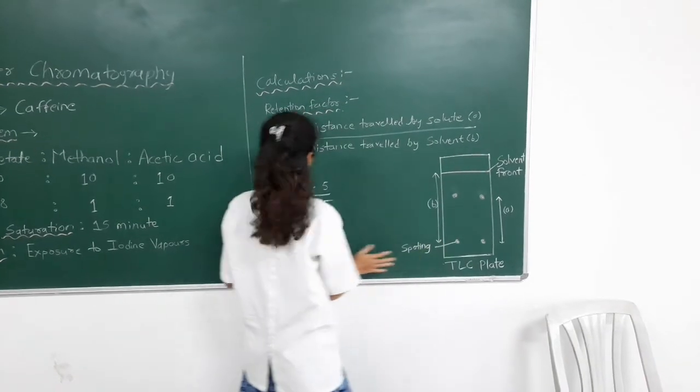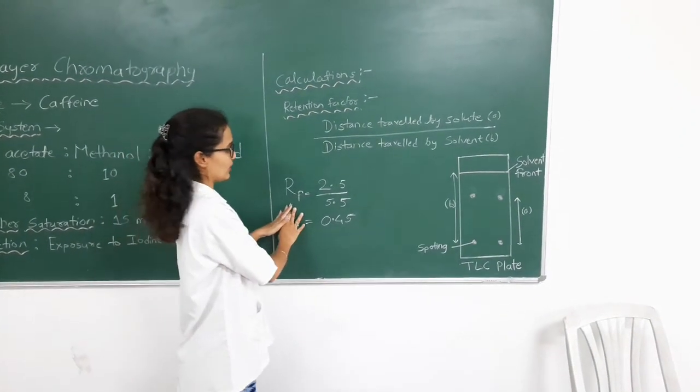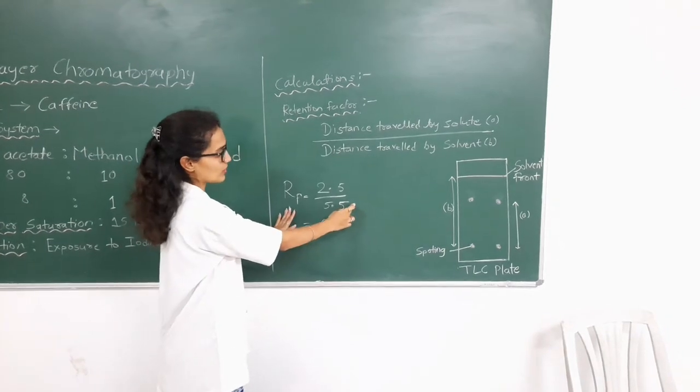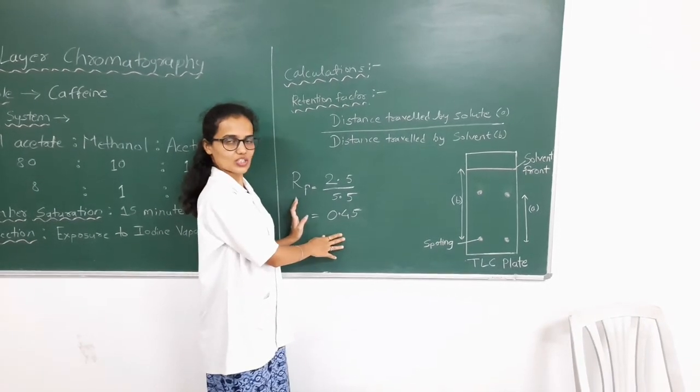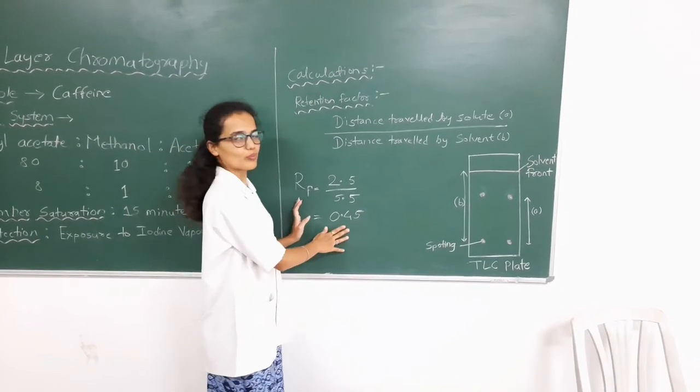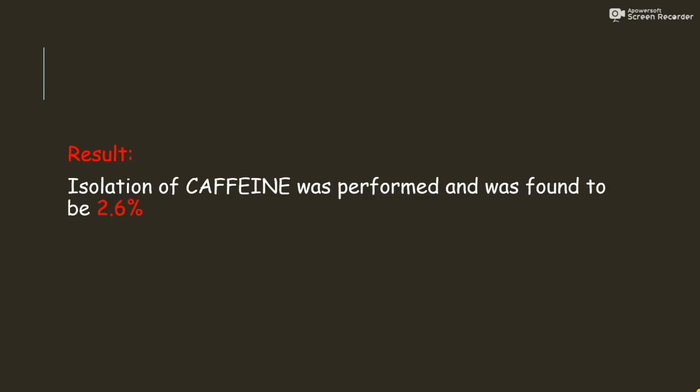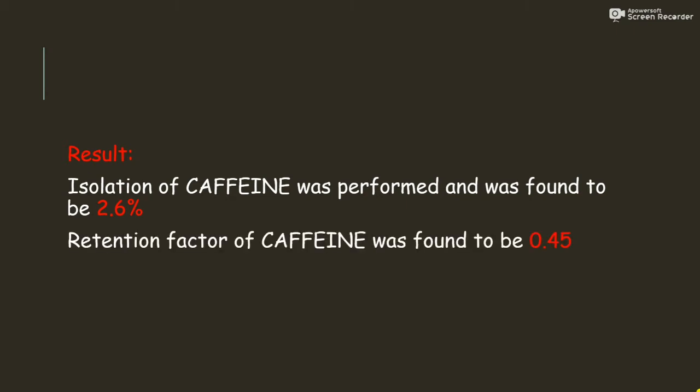The distance was measured, and the RF value calculated was 2.5 divided by 5.5, which is 0.45. So the final RF value, that is the retention factor of caffeine, was found to be 0.45. The result obtained: isolation of caffeine was performed and the yield was 2.6%, and for detection purposes, TLC was done, and the retention factor of caffeine was found to be 0.45.